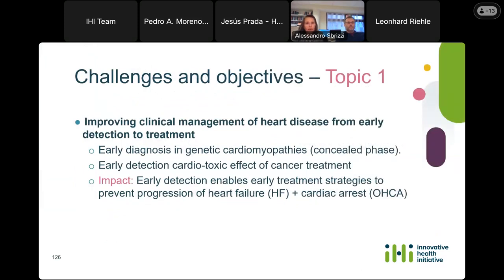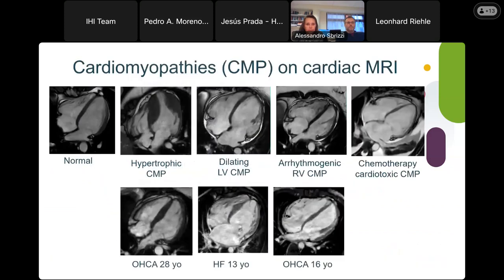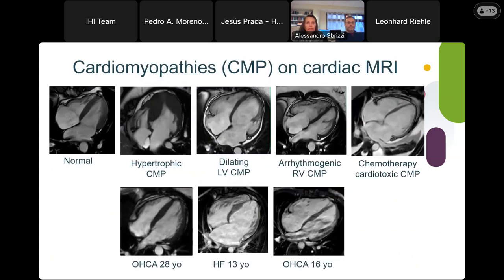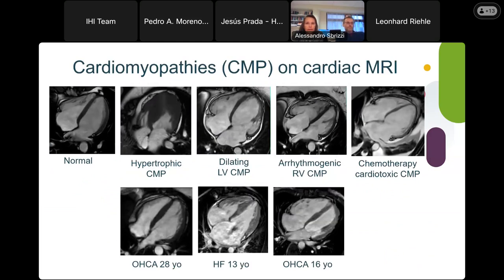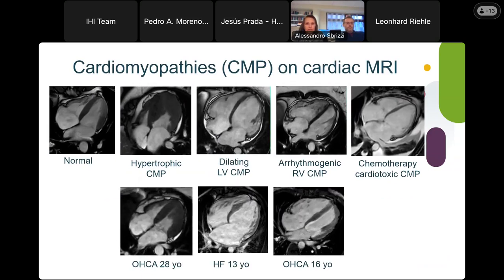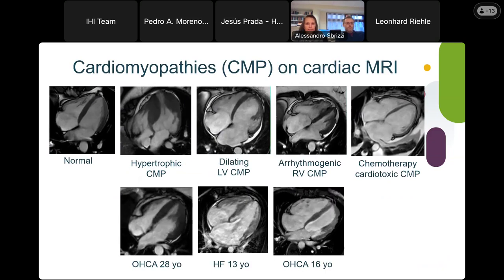So regular follow-up imaging is important for early detection in hereditary and acquired cardiomyopathies, such as can occur due to cardiotoxic effect of cancer treatment. And early detection will enable early intervention to prevent progression of heart failure and out of hospital cardiac arrest. Next slide, please. Just a few images. The bottom row shows cardiomyopathies at a young age that we should detect at an earlier phase to prevent out of hospital cardiac arrest and heart failure in these patients. Next slide, please.